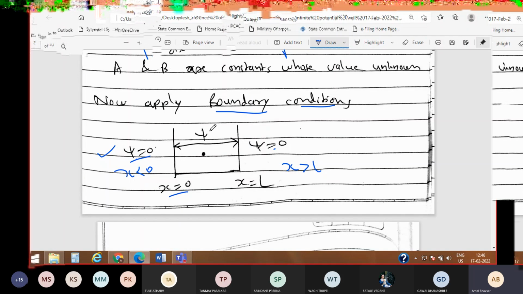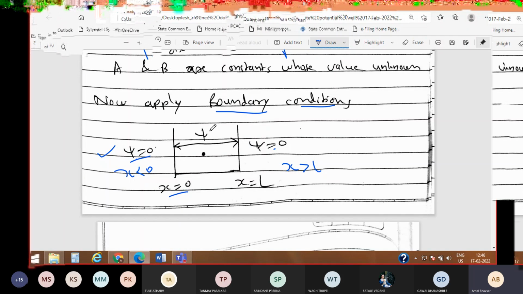Now put in equation number 3 in this equation. So put the value of equation number 3 in this equation. What is equation number 3? This one. Psi is equal to A into sine of kx. Put that here. I needed 3a, we derived 3a, this one. Put the value of 3a.